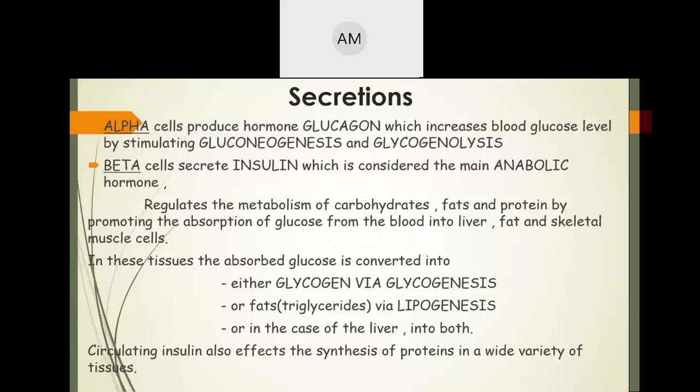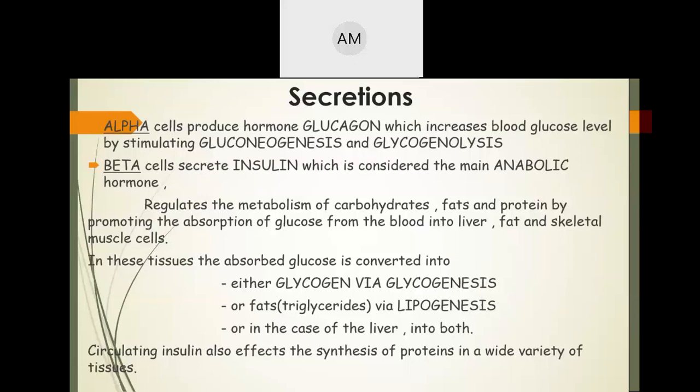Alpha cells produce glucagon, which is responsible for increasing the blood sugar by stimulating gluconeogenesis, which means formation of new glucose from non-carbohydrate substrates, and glycogenolysis, which means breakdown of glycogen. The stored glucose inside the liver is broken down into glucose for energy purposes.